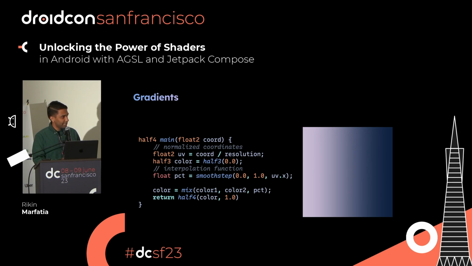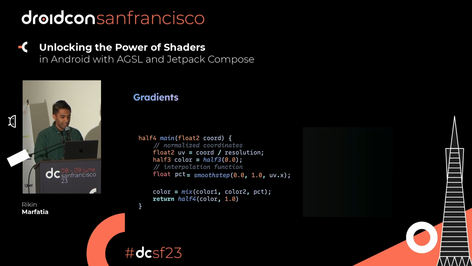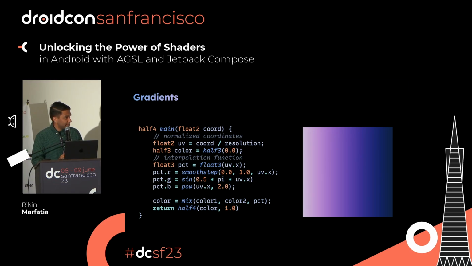But what if I didn't want to stop there? I'm in a shader, so I have full control over how I want this to look. If I wanted to get a little bit crazy, instead of just having one interpolation function for all the colors, I could theoretically have a different interpolation function for each color channel. In this example, I'm using that smooth step function for the red color channel. I'm using a sine function for the green channel, and then I'm using an exponential function, x squared, for the blue channel.